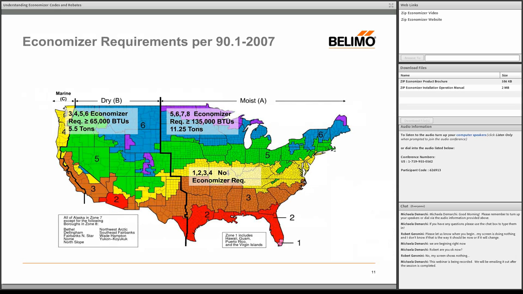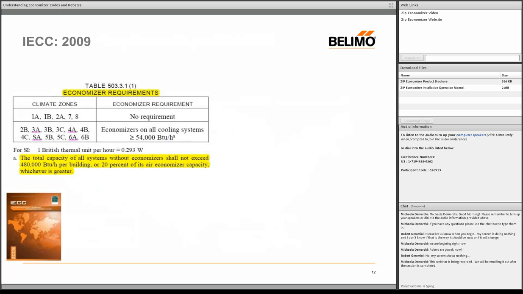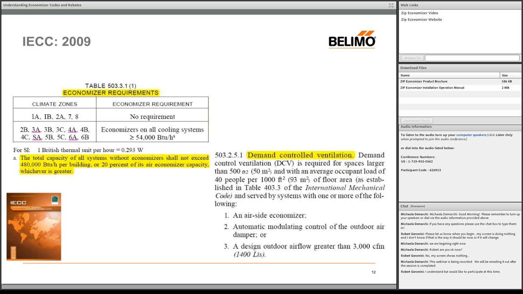Economizer requirements per 90.1 2007 leverage those of 2004, with zones 1, 2, 3, and 4 not requiring any economizers. But zones 3, 4, 5, and 6 in the dry climates do require economizers. IECC 2009 moved some of the climate zones that did not require economizers to the sections that did require economizers for units greater than 54,000 BTUs. And they also incorporated demand control ventilation into their codes and standards that really leveraged what is existent in ASHRAE standards.